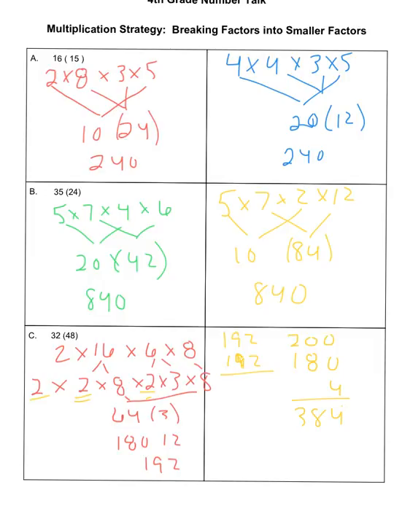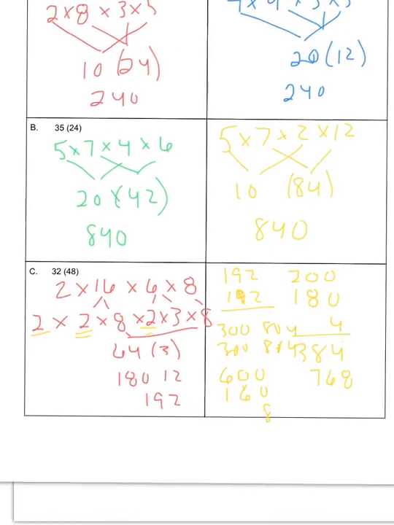So 384 would be 300 plus 80 plus 4. Sorry about that, I'm using my old stylus. So that would be 600. 80 plus 80 is 160. And then 4 plus 4 is 8. So that would give us 768. But remember, we still have one more 2 to work with.